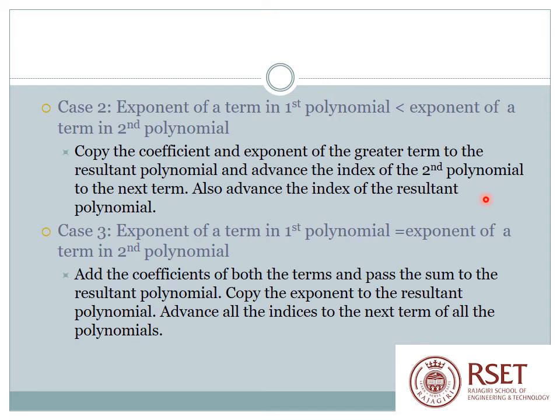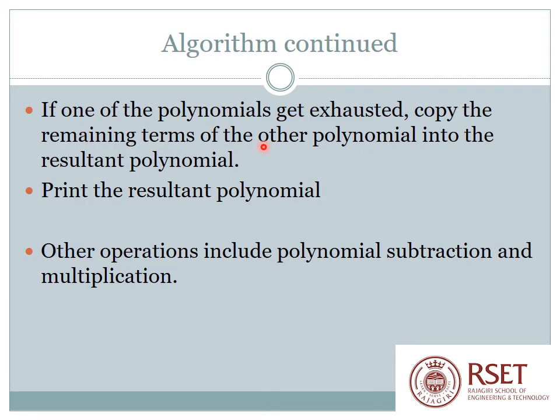because you are copying the result to the resultant polynomial. And case 3 is if the exponents match, then you have to add the coefficients of both the terms and pass the sum to the resultant polynomial, and you can copy the exponent to the resultant polynomial and advance all the indices to the next term of all the polynomials. If one of the polynomials gets exhausted, then copy the remaining terms of the other polynomial and print the resultant polynomial. So this is the basic operation, very basic operation.